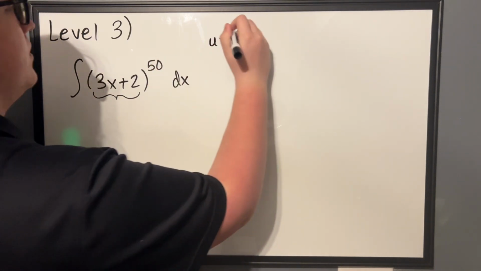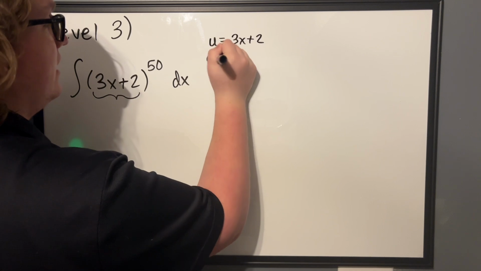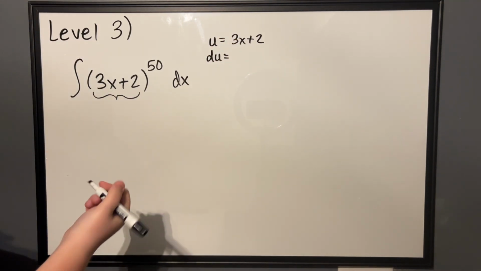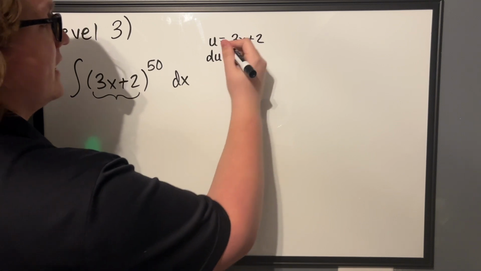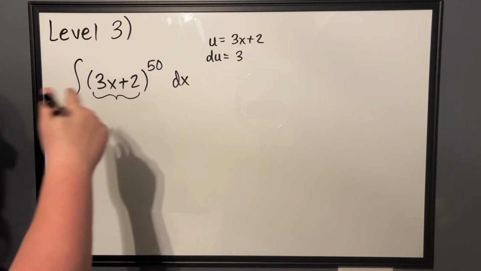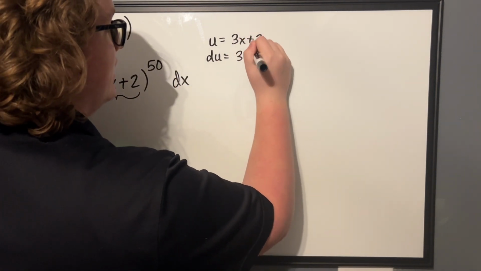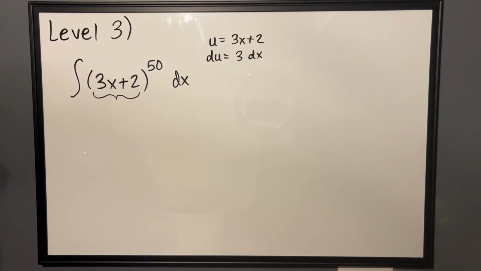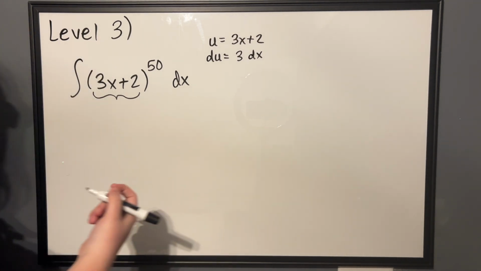So we're going to say u is 3x plus 2, and of course we need a du for this method, which is the derivative of u. Now, the du here is going to be the derivative of 3x, which is just 3, and the derivative of 2 is 0. So du is just 3, but we took that with respect to x, so it's going to be 3 dx.